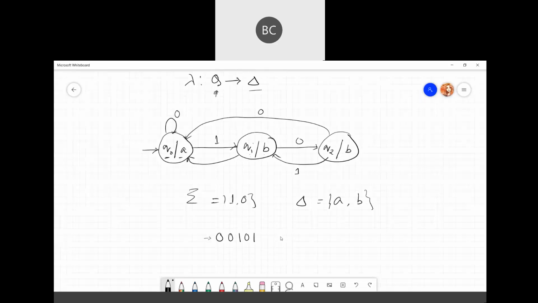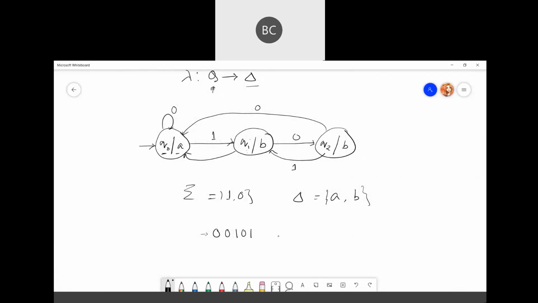Now remember, if the number of inputs is n, then the number of outputs will be n plus 1. If you are giving input n, then the output will be 1 more. So what is the length of the string here? 1, 2, 3, 4, 5. The length of the string is 5, so the output is supposed to be 6 here.